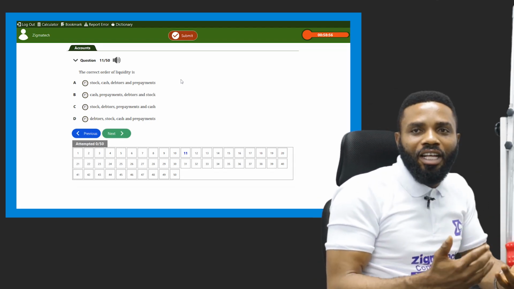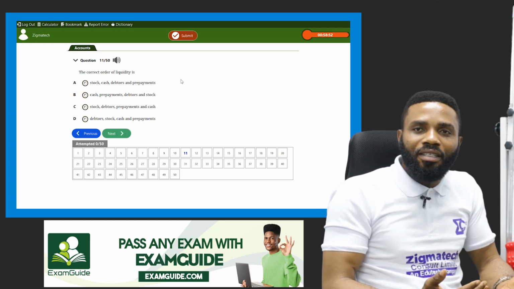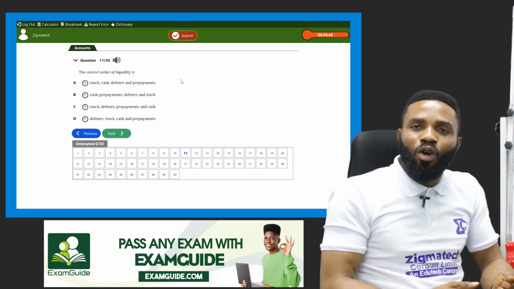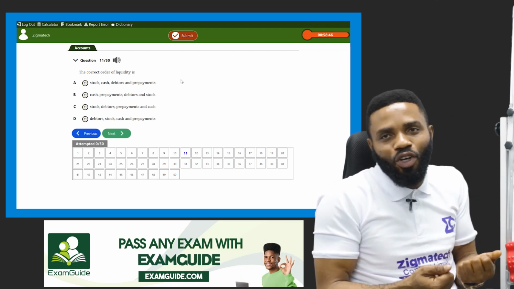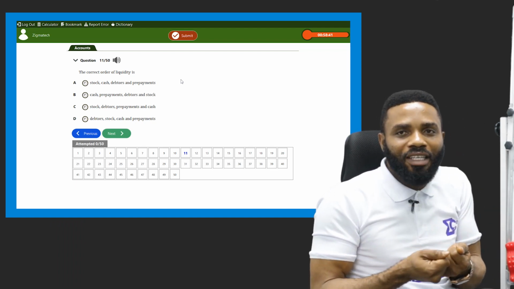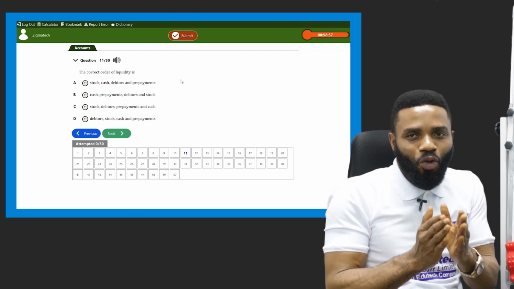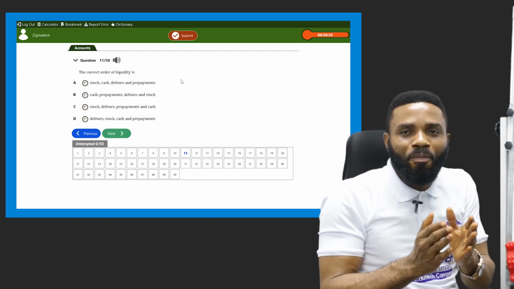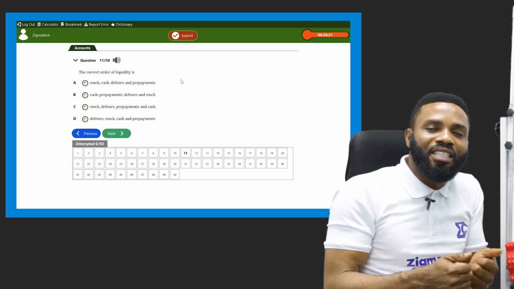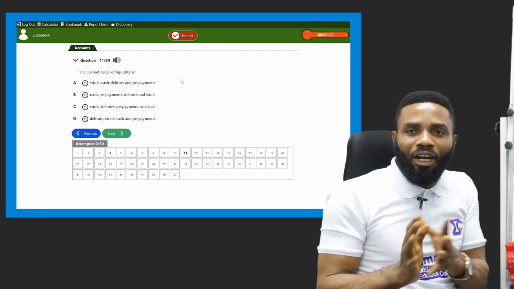So when you look at it, stock, cash, debtors, and prepayment. With stock, it is hard because you have to sell before it can be converted into cash. Cash is already there. Then debtors, you are not really very sure of when this person will bring the money. And then prepayment, these are money that you have paid ahead of the benefit. So it cannot be that.